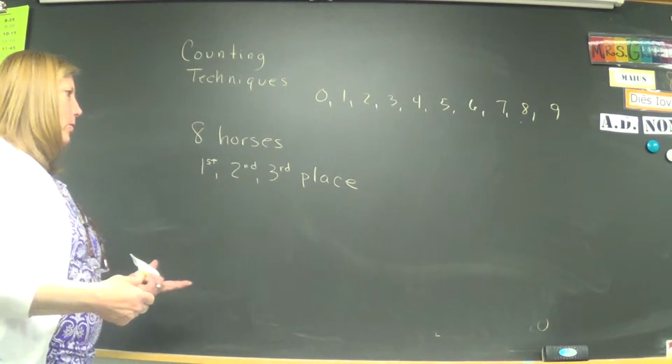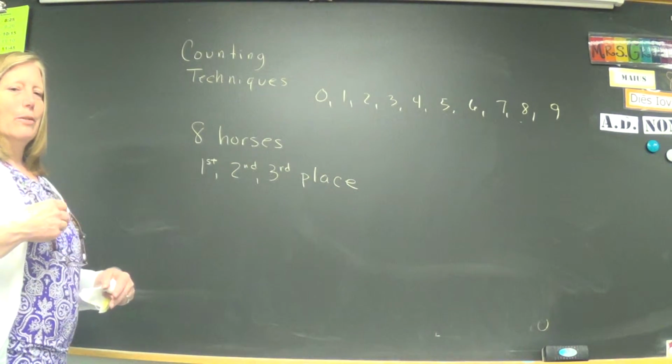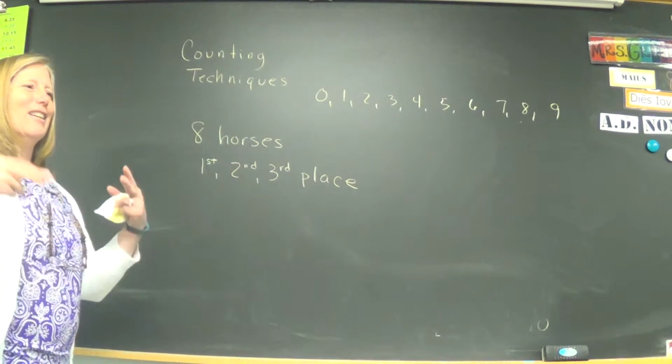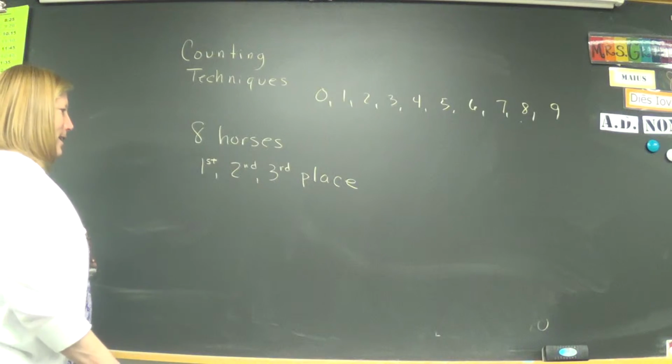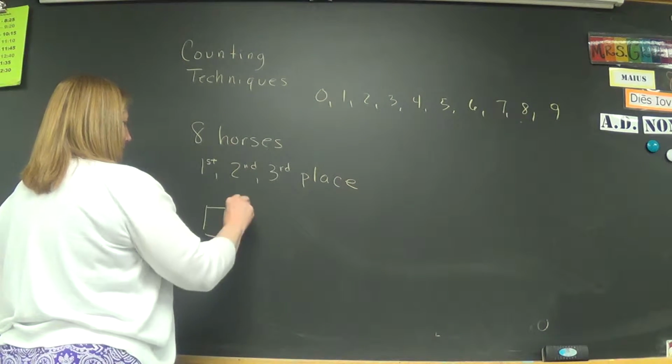So you have these 8 horses. Horse number 1, 2, and 3, then horse number 1, 3, and 2, horse number 8, 7, and 6, like all these different combinations. So, because there are 3 places, I only need 3 boxes.